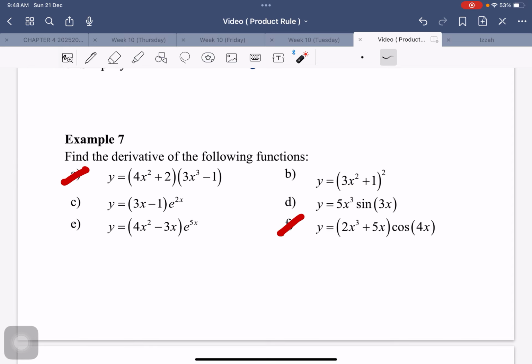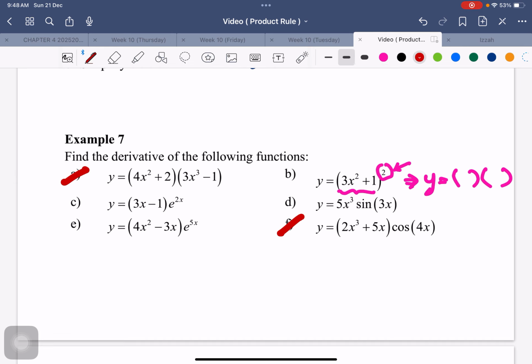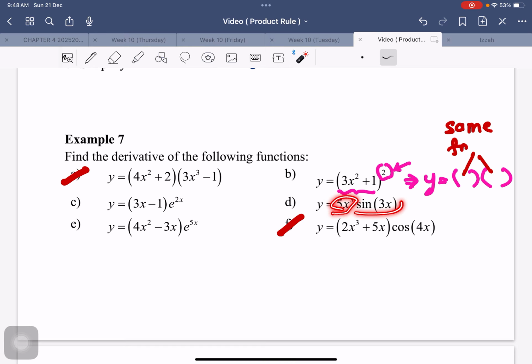You have to look. This is squared, so what does it mean? It means the function appears twice. So y equals the first one times the second one, and inside here is the same function. Here is a combination of polynomial and exponent, polynomial with trigo.